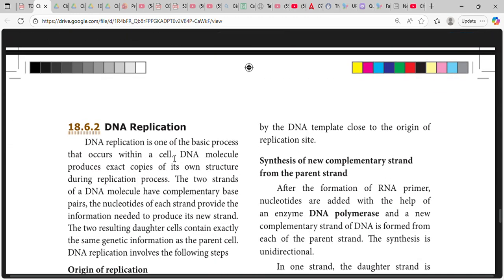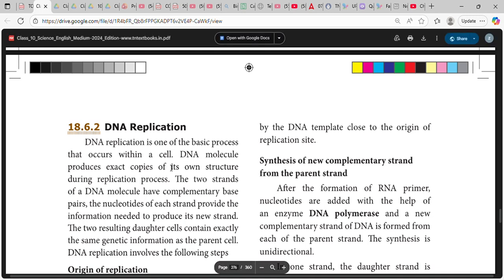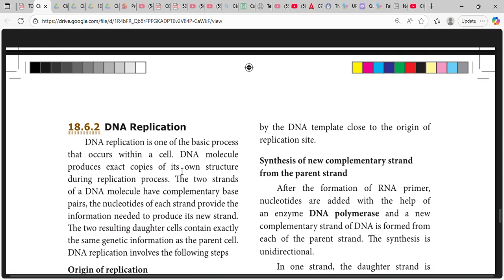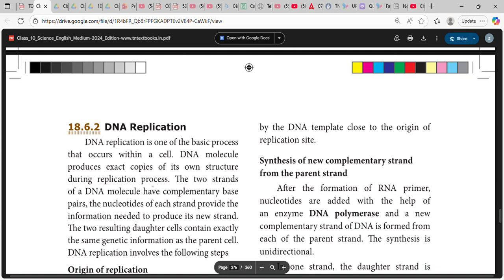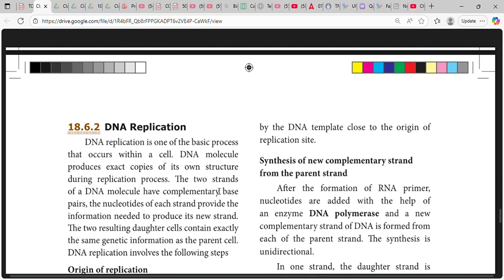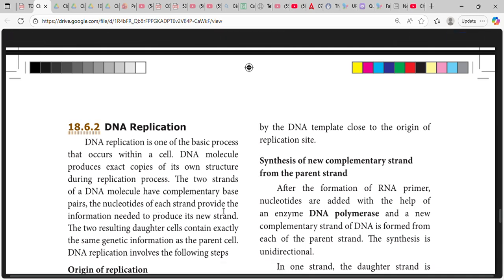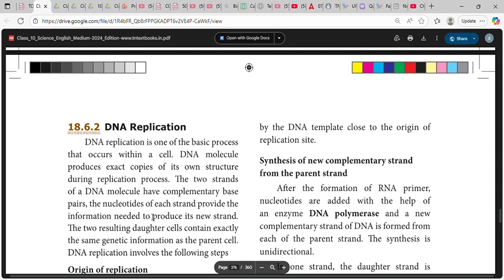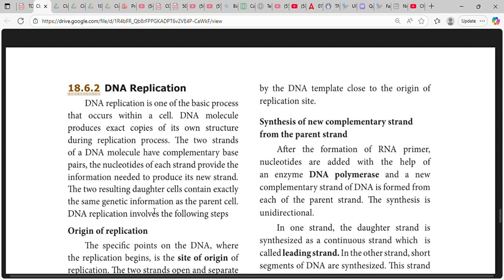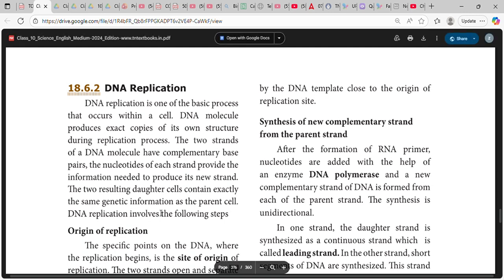DNA replication is one of the basic processes that occurs within a cell. The DNA molecule produces exact copies of its own structure during the replication process. The two strands of a DNA molecule have complementary base pairs. The nucleotides of each strand provide the information needed to produce its new strand. The two resulting daughter cells contain exactly the same genetic information as the parent cell.